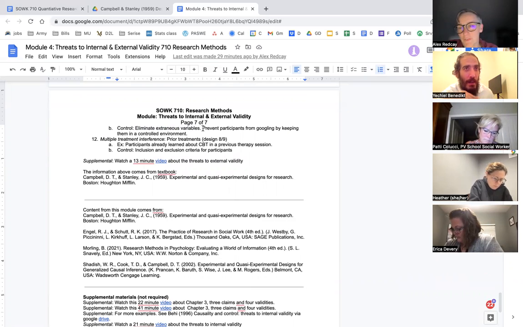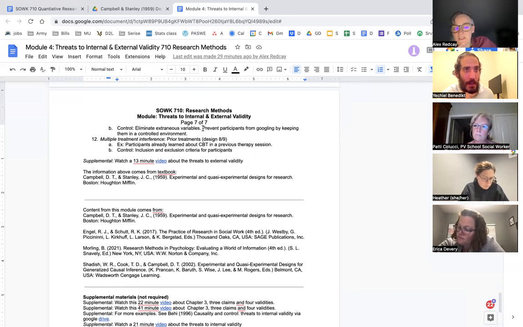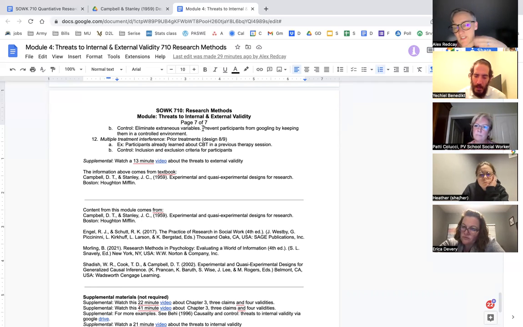Multiple treatment interference, that's prior treatment. So the last one was they have knowledge of the intervention. This is they've had prior treatment. This also will come into play if you're doing CBT for depression again, and some of the people in the group started medication. That's an interference. So is it the medication that made those folks better, or the CBT? Okay.